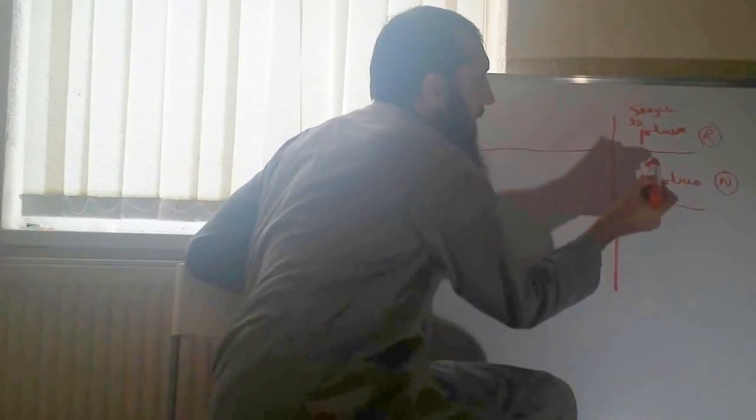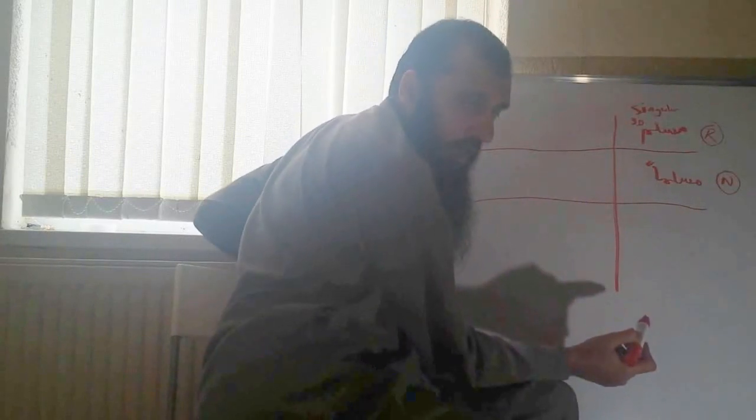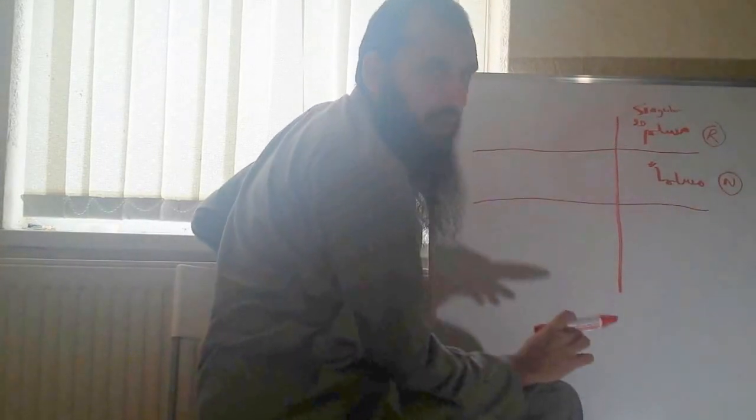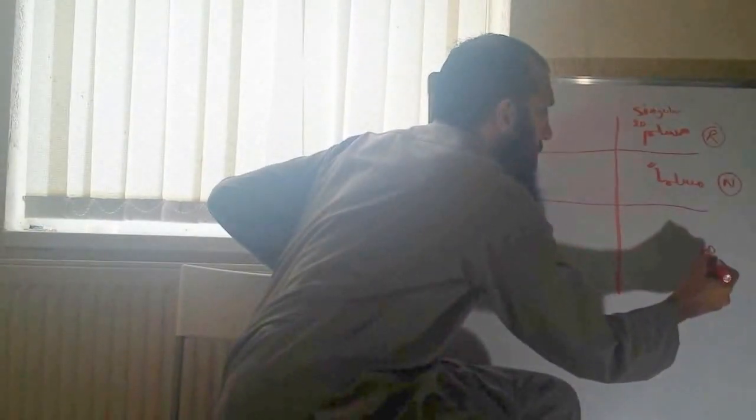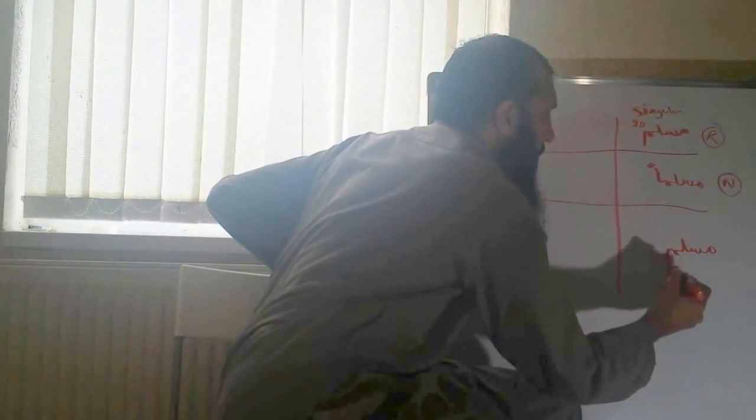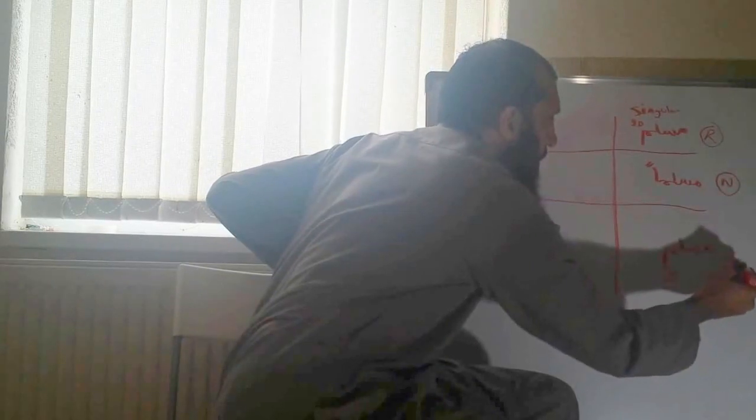In the nasb we add the alif when writing it. That's how we write it. Pronouncing, saying it, you can't tell, but in writing you need to add the alif there. And the jar is Muslimin. The jar. So that was just singular.